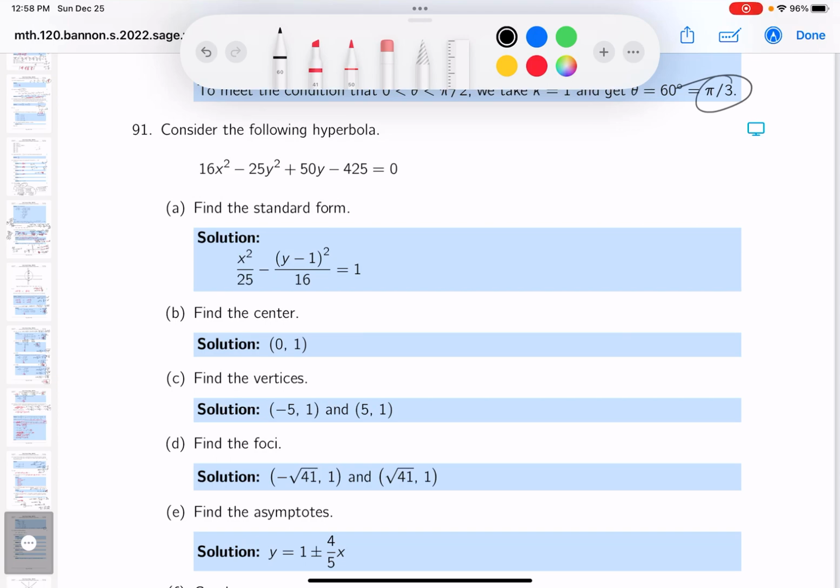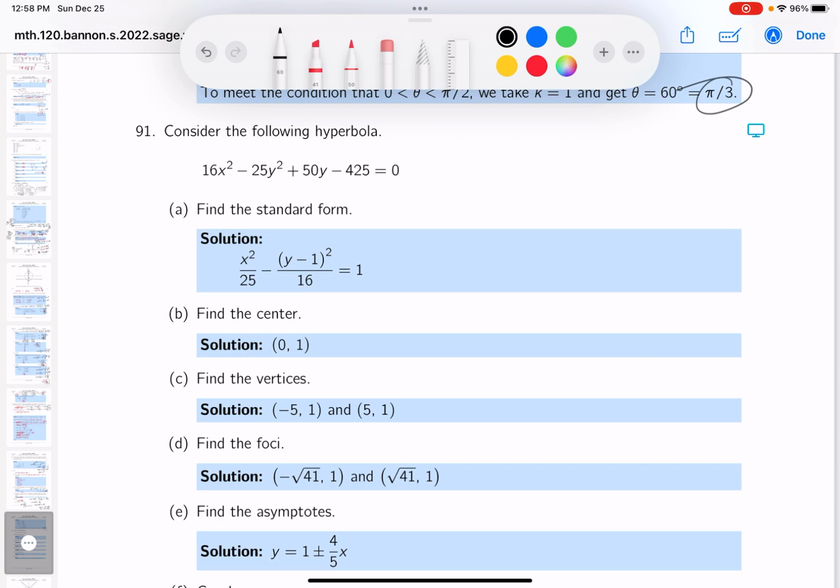All right, they tell me I have a hyperbola, and what I'm going to do is write it in its standard form first off. So let's take a look, and what do I get? I get 16x squared minus 25y squared plus 50y, and I can put the 425 on the other side now.